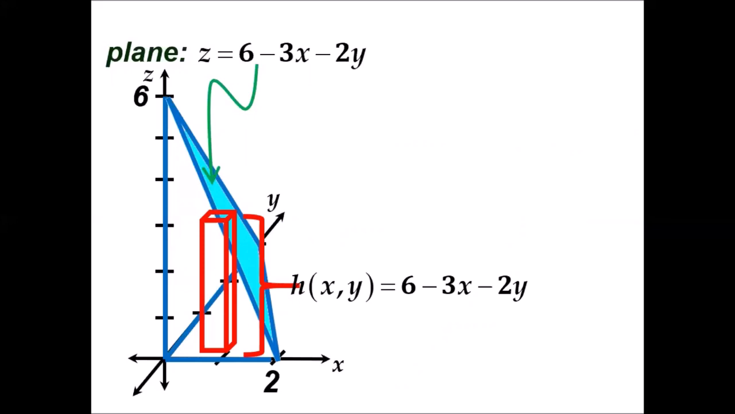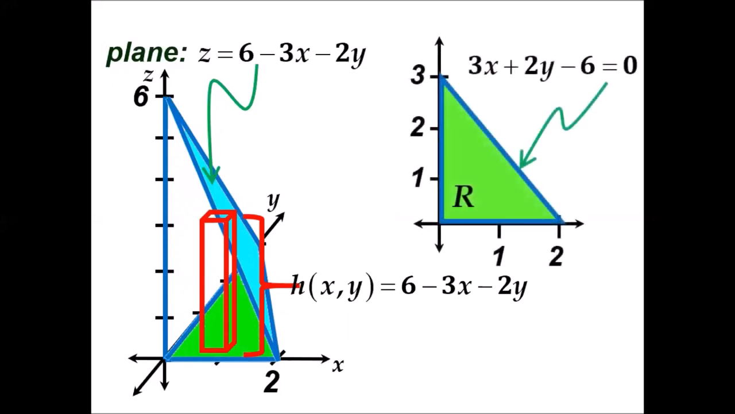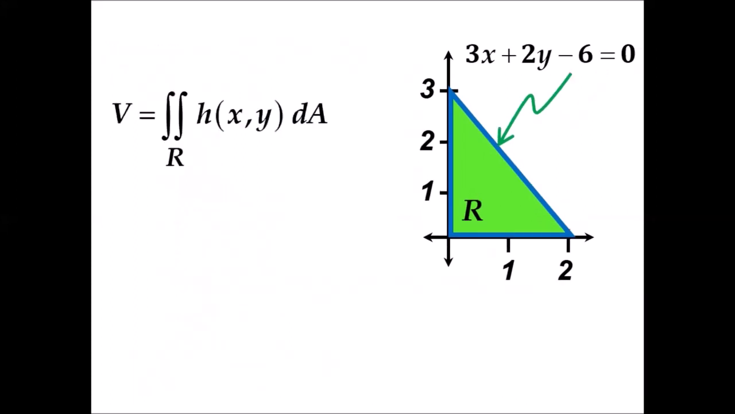Now, how can we get the bounds for dA? By setting z equal to 0, we get the following equation: 3x plus 2y minus 6 equal to 0. And then we investigate the region bounded by this, on the first quadrant on the xy plane. Hence, the volume given by the double integral of h of x y dA evaluated on R will become the double integral of 6 minus 3x minus 2y dA evaluated on R.